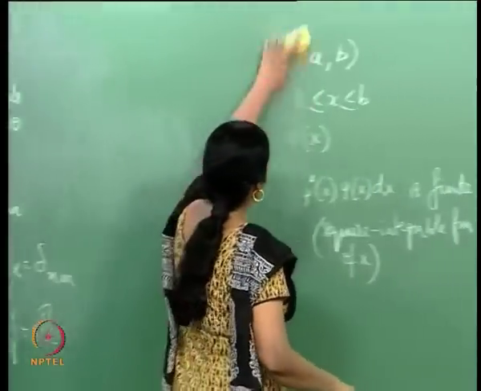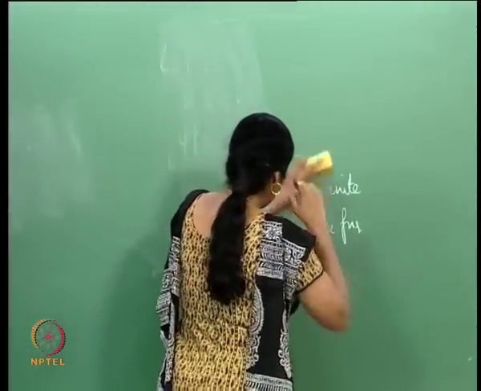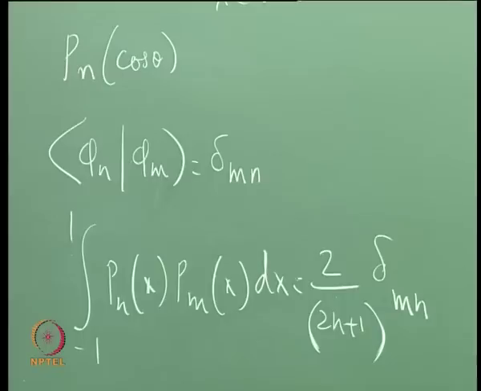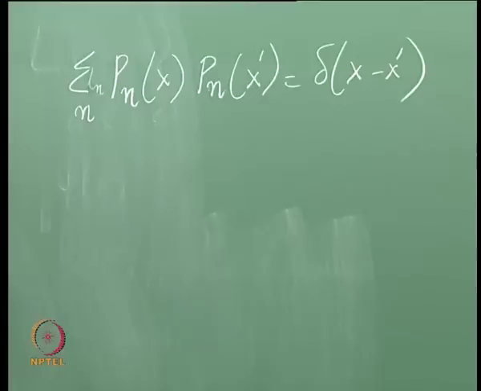And I mentioned earlier that we could write the completeness relation in this context analogously. Summation over n L sub n Pn of x Pn of x prime is delta of x minus x prime, and L sub n is 2n plus 1 over 2. So, it forms a complete orthonormal basis. You can expand functions in this space as a linear combination of the Legendre polynomials. This is already well known to students who have studied electrostatics.